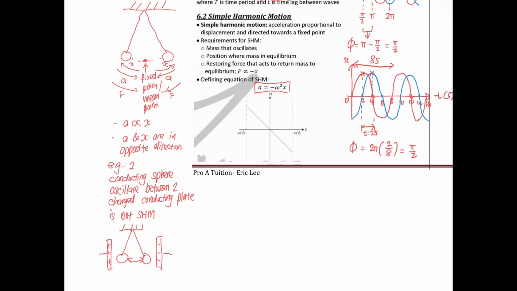Let's see the graph. At the same time, you can see a equals minus omega square x. Because omega square is a fixed value, we can also see a is proportional to negative x. So the acceleration and the displacement have opposite direction and their values are proportional.